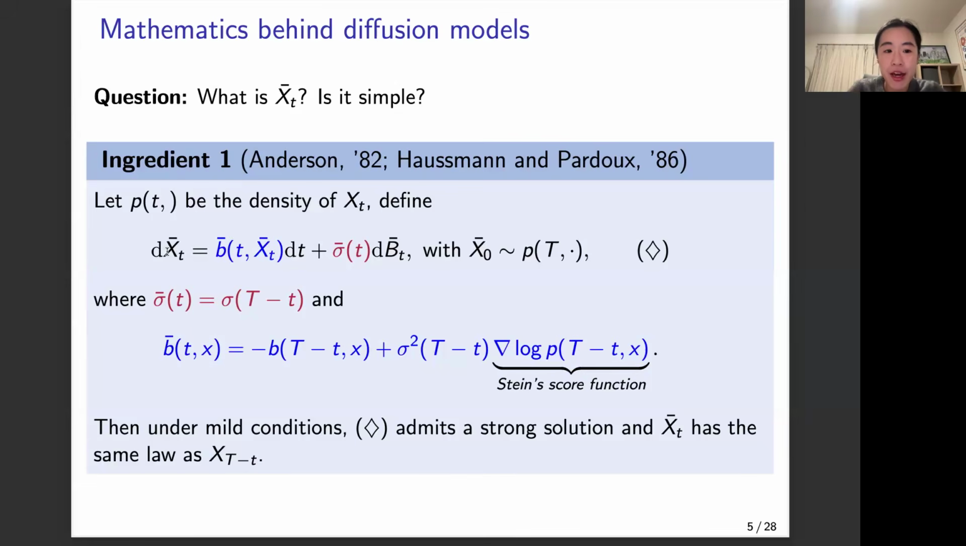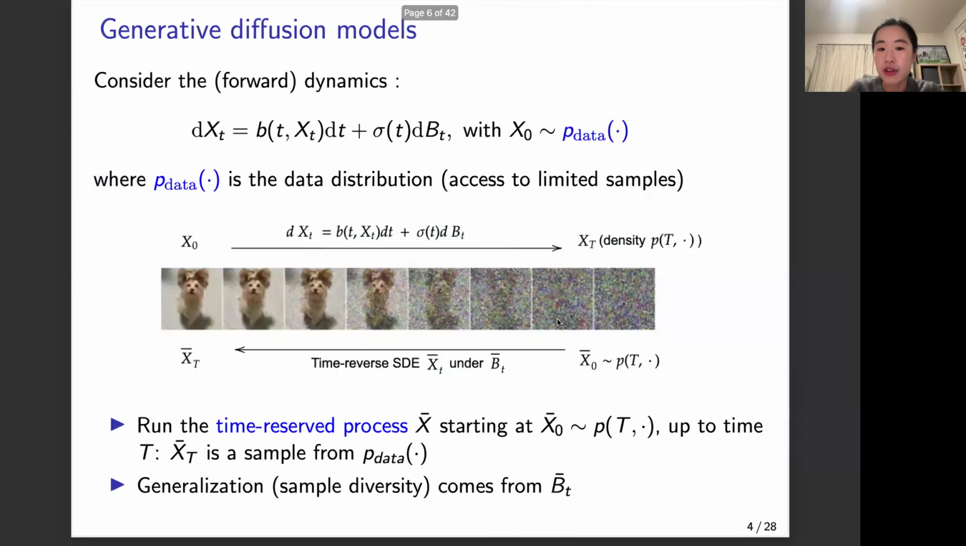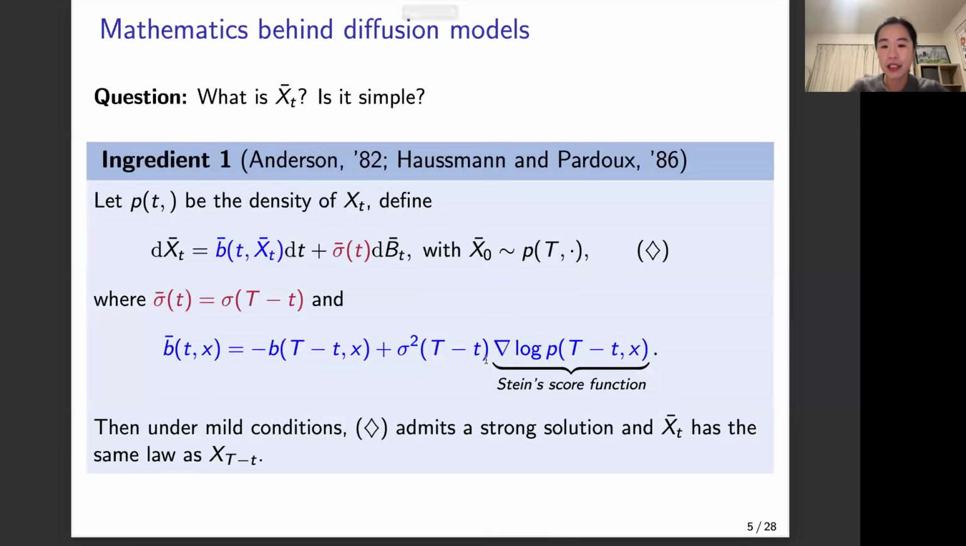But once we specify the drift term, we can approximate the drift term, then we are able to simulate according to this new differential equation to get new data from the noise distribution. Okay, so that's the idea behind the design.